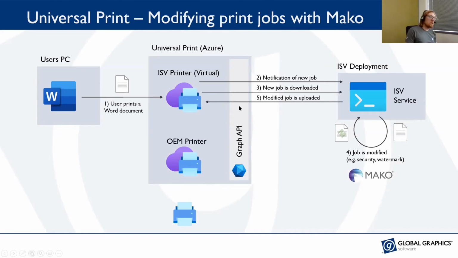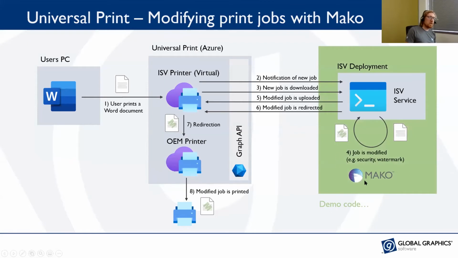The modified job is then uploaded back to the ISV's virtual printer, and then the modified job is redirected. And this redirection goes on to the OEM's printer, which is then printed out. So we'll aim to show this whole workflow, but the demo itself is going to focus on this ISV service. So the code that we're going to write today is going to enable this ISV service to download jobs, modify them using Mako, of course, upload them, and redirect them. And if everything goes well, as it has been up to date, we should be able to see this printer here, which I will show you, printing out our modified document, which should be really cool.